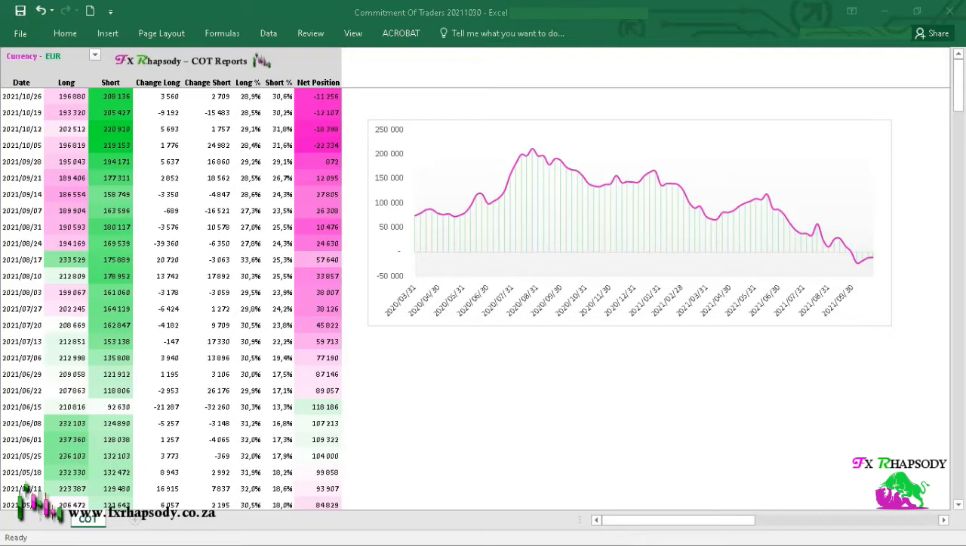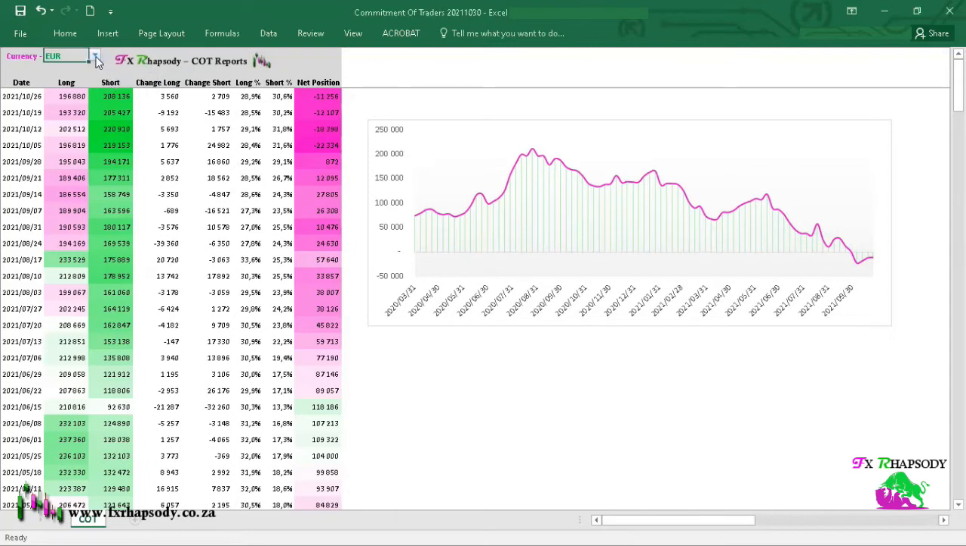So I update it every weekend for my analysis, and it will give you the long and short positions. As you can see over here, you get your long positions and short positions for the week that's passed, and also the change in the long and short positions, and the percentage long positions and percentage short positions. And the big important thing is the net position of a specific currency. So you're looking at the euro.